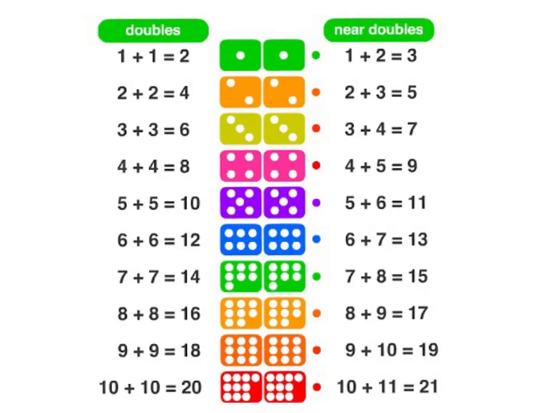So looking back at this dice picture, we can use our doubles facts to help us solve problems that are called near doubles. So it's really close to being a double, but not quite. So for example, 1 plus 2. We can use our knowledge about how 1 plus 1 equals 2. And we can think, oh, well, I just have to add 1 more to that, so it must be 3. So we use what we already know about doubles facts to help us solve near doubles facts.